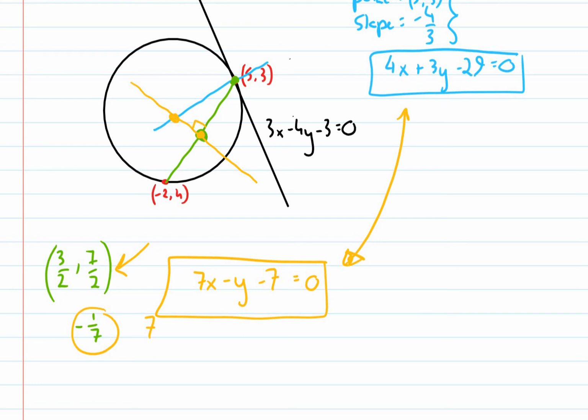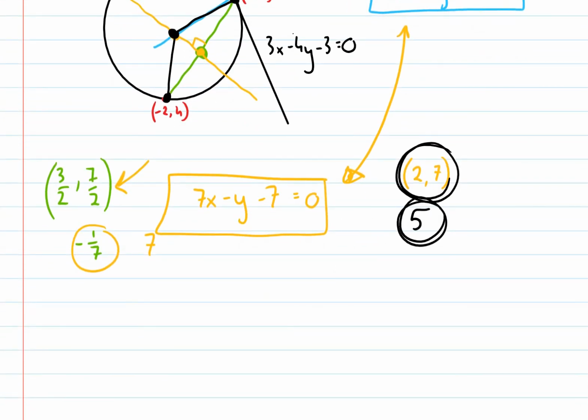The center of the circle then will give me the point 2, 7. Then I can find the distance between that point, the center, and any one of this point or this point, whichever I want. So find the distance between the center and the point on the circle. And I will get 5.